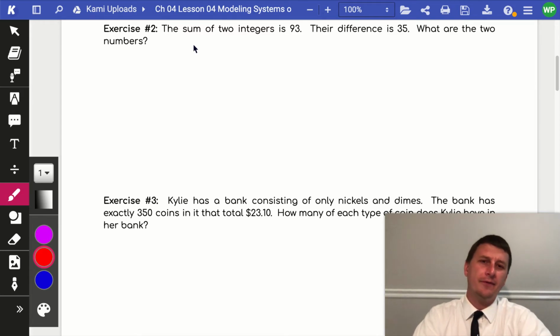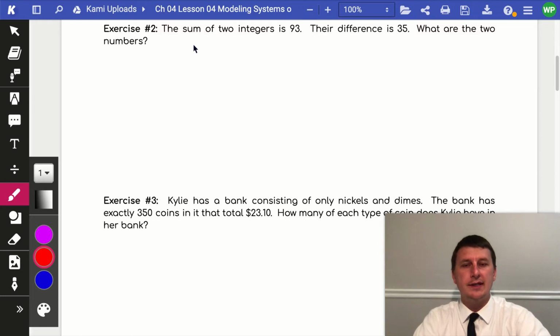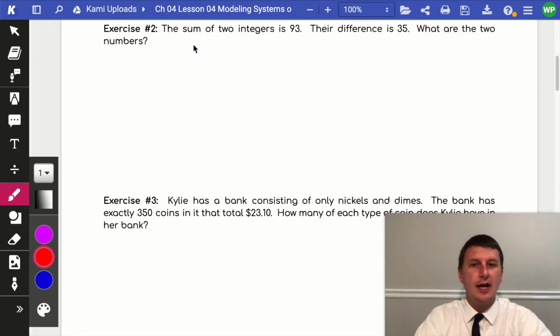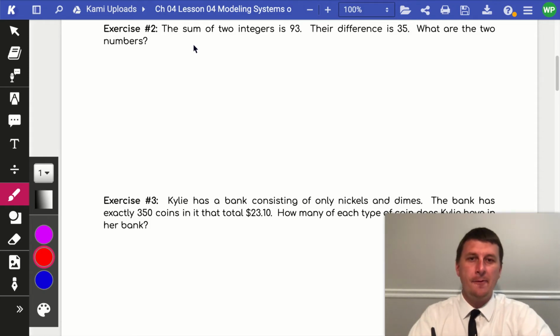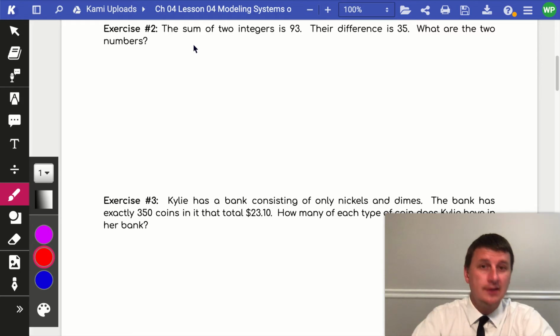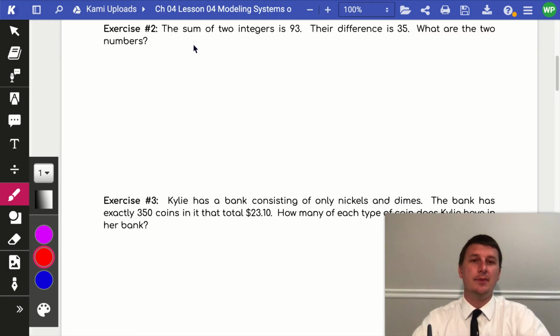Before this unit, you might have thought of this as a riddle, where you could guess and check two numbers that added to 93, subtracted to get 35, and those would be the two numbers. But now we can use a system of equations to solve for the exact values of these two numbers easily, because we'll get it on our first try.